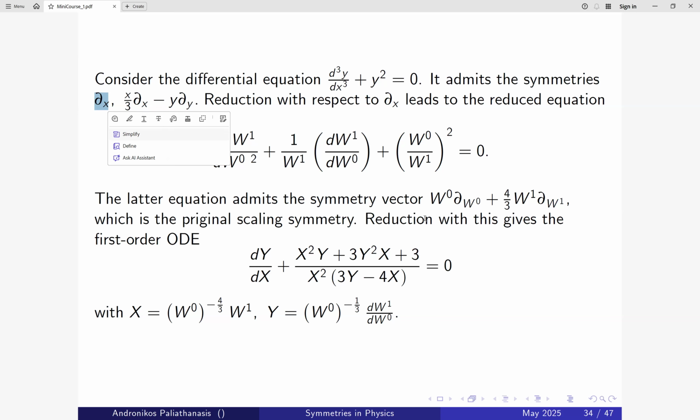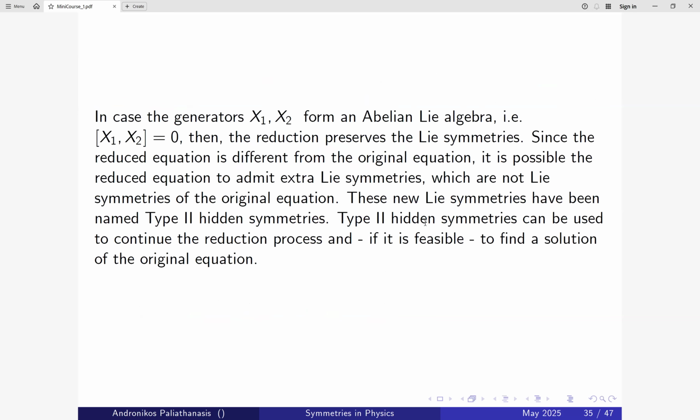There's a strategy and there's a theorem which states how we can proceed and when a symmetry is preserved in the reduction. So when we have a differential equation and we apply a symmetry to reduce the equation, we end with a new differential equation.